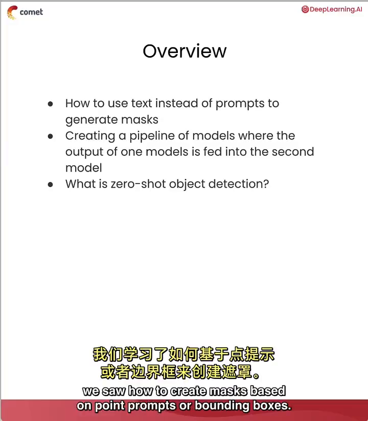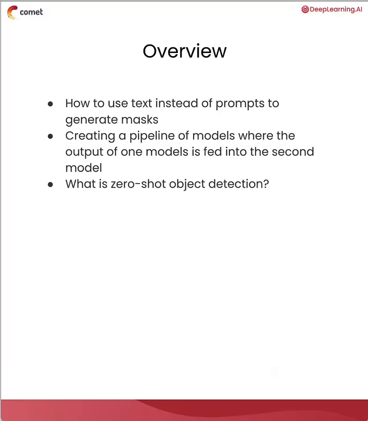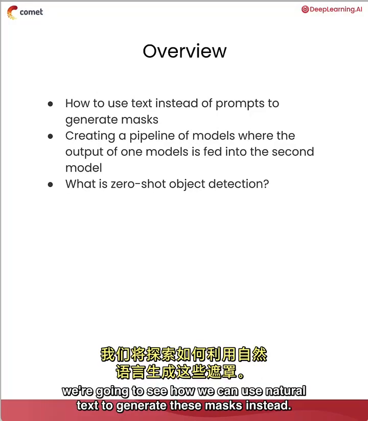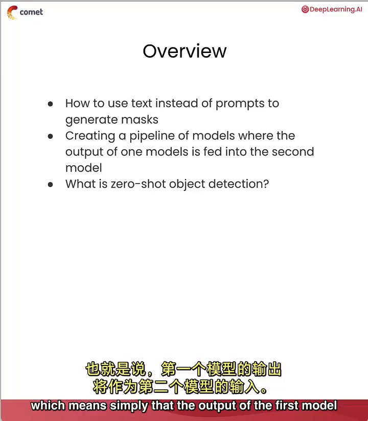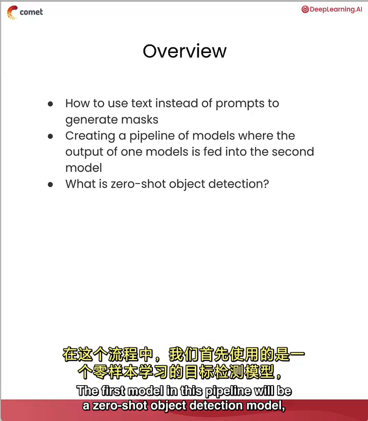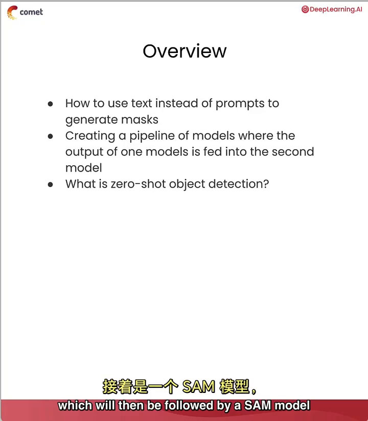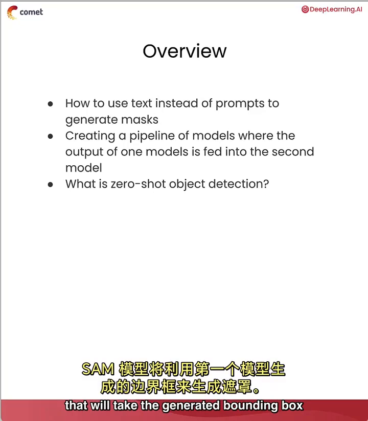In the last lesson, we saw how to create masks based on point prompts or bounding boxes. In this lesson, we're going to see how we can use natural text to generate these masks instead. In order to do this, we're going to be using a pipeline of models, which means simply that the output of the first model will be fed into the second model. The first model in this pipeline will be a zero-shot object detection model, which will then be followed by a SAM model that will take the generated bounding box from this zero-shot object detection model to generate the masks.